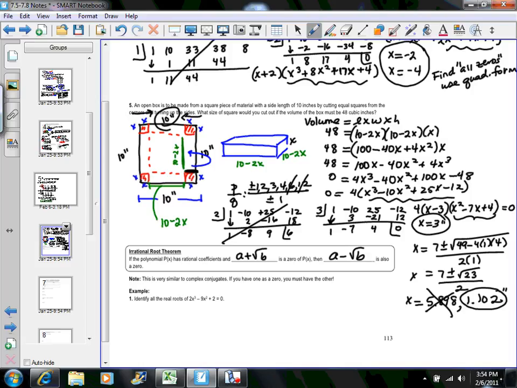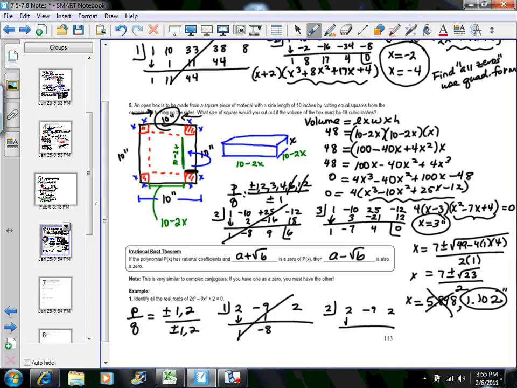Okay, so identify the roots of 2x cubed minus 9x squared plus 2 equals 0. So do your p over q. You get plus or minus 1 and 2 over plus or minus 1 and 2. Let's try 1. 1 times 1 is 1. Add straight down and get negative 8. I can already tell that one's not going to work. Let's try 2. 2 times 2 is 4. Add straight down and get negative 5. 2 times negative 5 is negative 10. Doesn't work. Let's try negative 1.